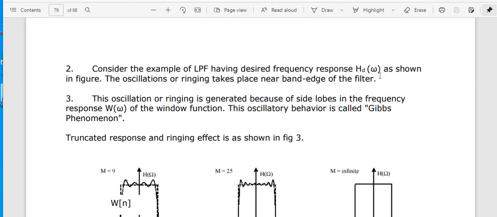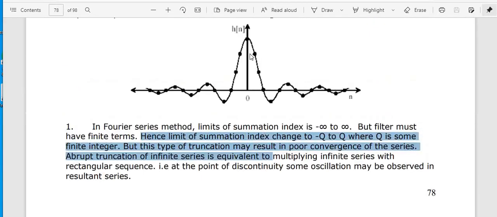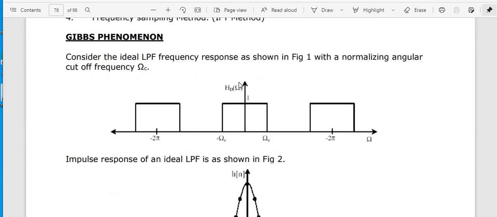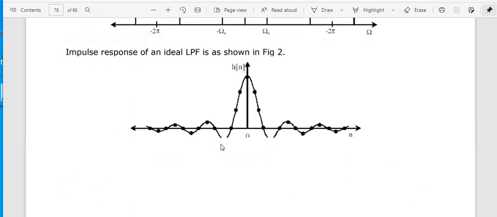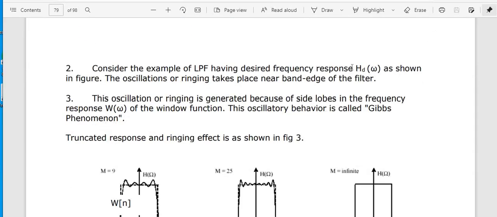This is omega, a digital frequency, right? Previously, what we have seen was analog, right? As we have seen here, h of n, where n is the number of samples. And what is the frequency we have seen for this? Omega c, the angular cutoff frequency, the analog part of it. What about this omega? It is nothing but the desired frequency response of our low pass filter.